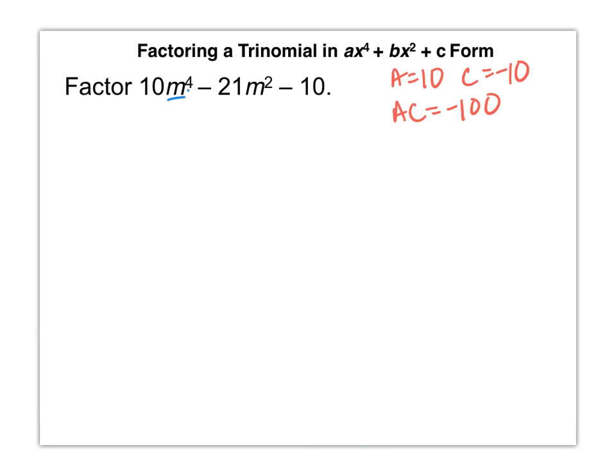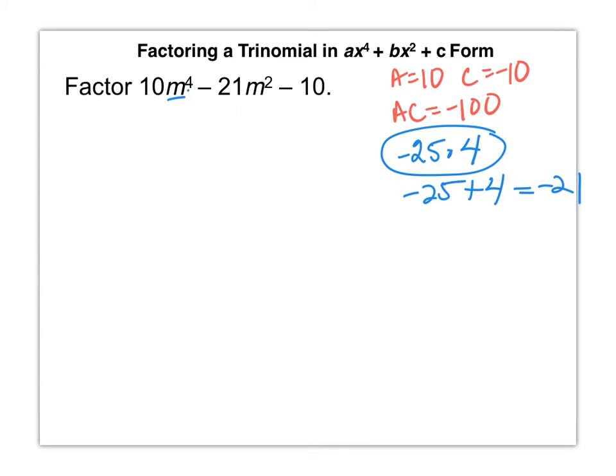We want to find the pairs of factors of negative 100, and there are a lot of them. So rather than listing out all the different pairs of factors, you can list out a few and find one that will add up to negative 21. So you can say that negative 25 times positive 4 would be one of the pairs of factors in your long list. And this one, if you add up negative 25 and a positive 4, you do get negative 21. So this is our pair of factors that will multiply to give you AC and add to give you the middle term. Now we factor by grouping.